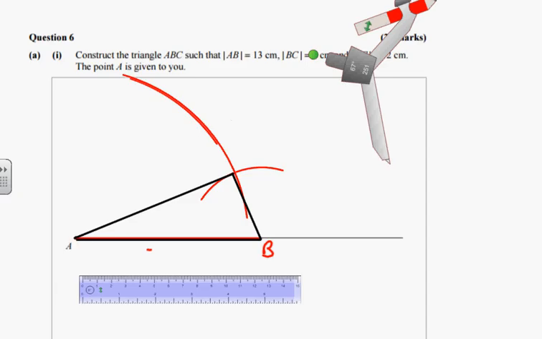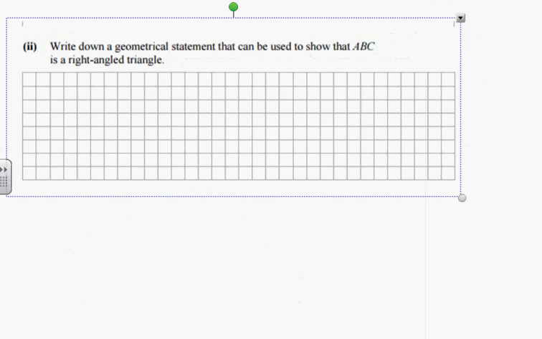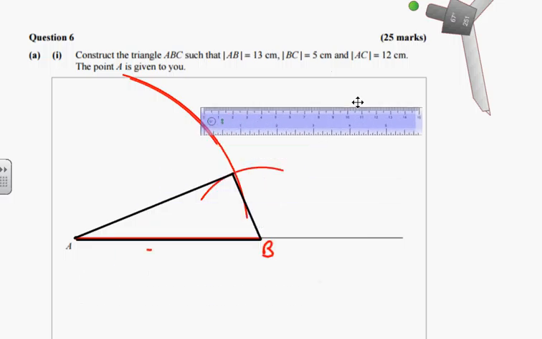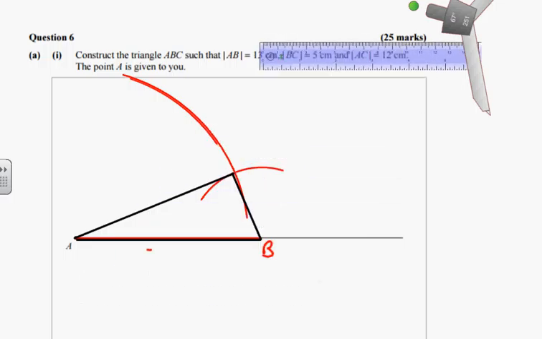Now, the next question is an interesting one. The next question is basically asking me, write down a statement that will show that this is in fact a right angle triangle. Anybody know what's the only conclusive way, one of the only ways of proving that a triangle is definitely right angled? Anybody remember? Pythagoras' theorem has to work. Has to work. If it doesn't work, it's not right angled.